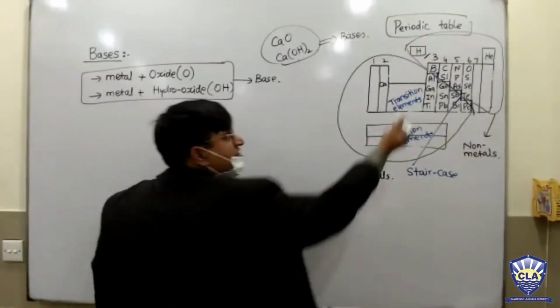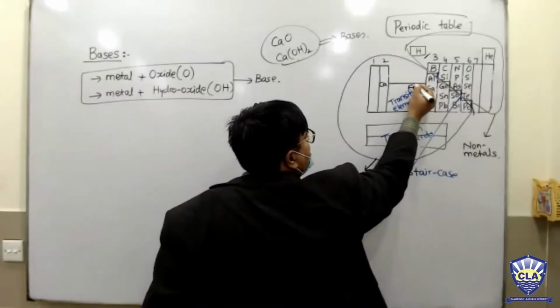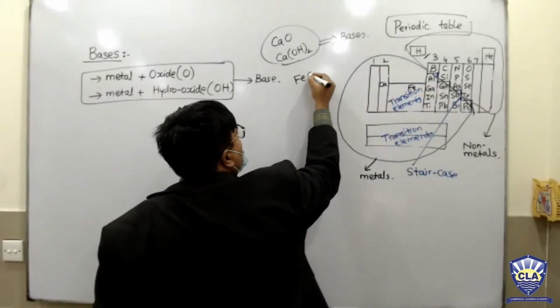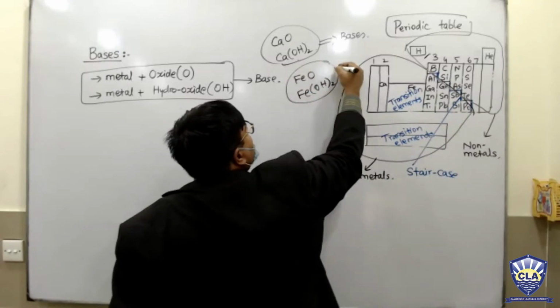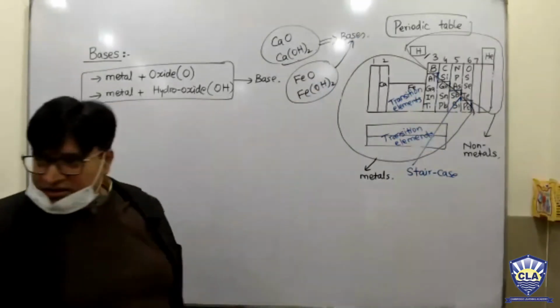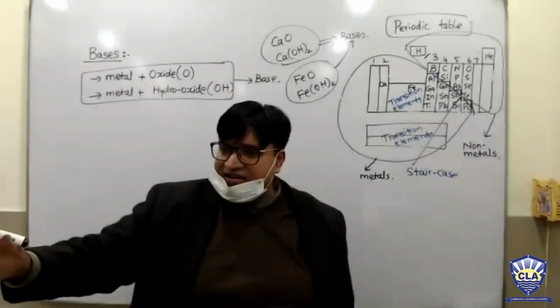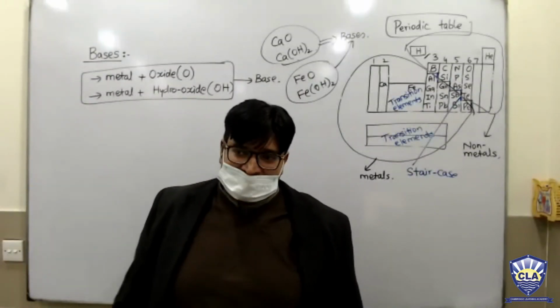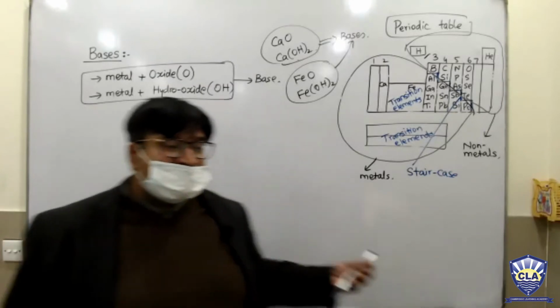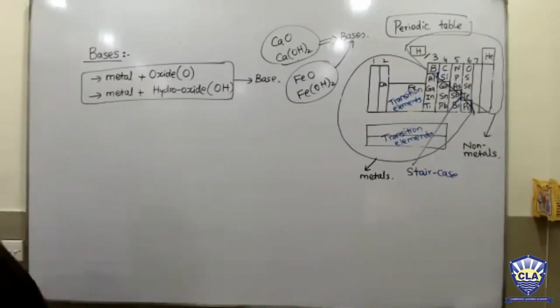You can take anything from here. Let's suppose iron is present up here, so you can join FeO or Fe(OH) twice. Both of these things are bases. So any metal oxide or metal hydroxide, that thing is called as the base. Is it clear, my dear? So this is the common definition of the bases.